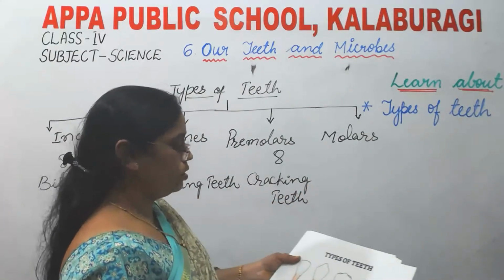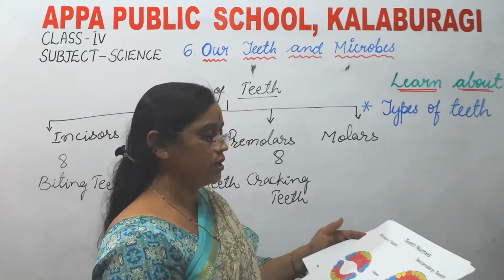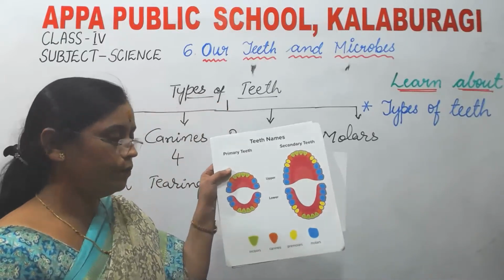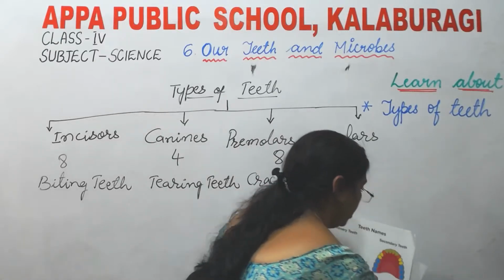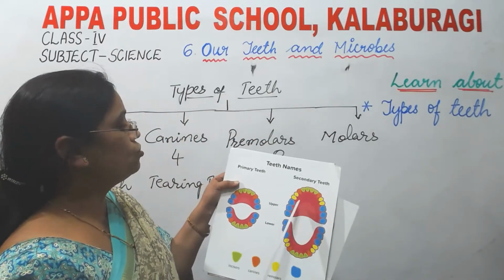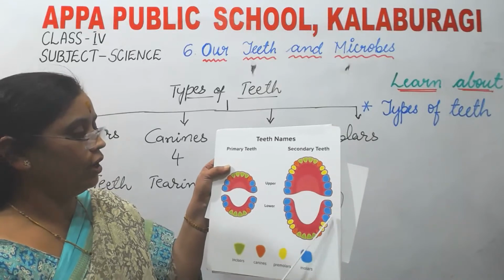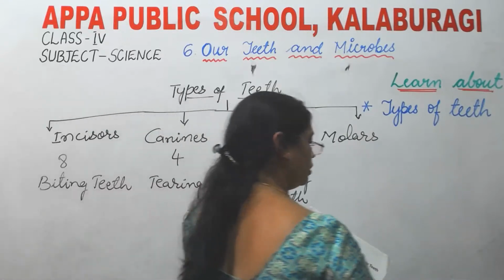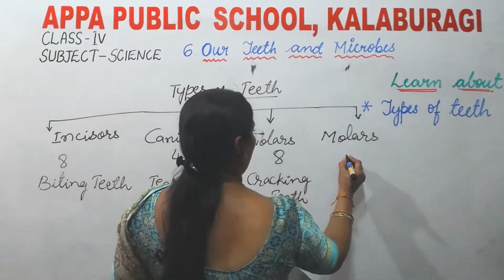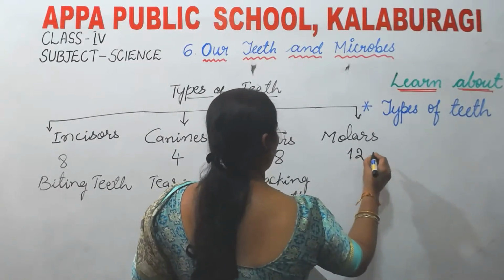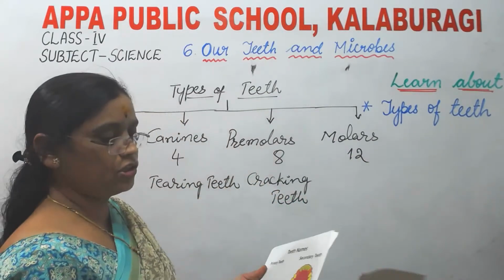And next to premolars are the molars. So how many molars are there here? Can you count once again? 1, 2, 3, 4, 5, 6, 7, 8, 9, 10, 11, 12. We have 12 molars.